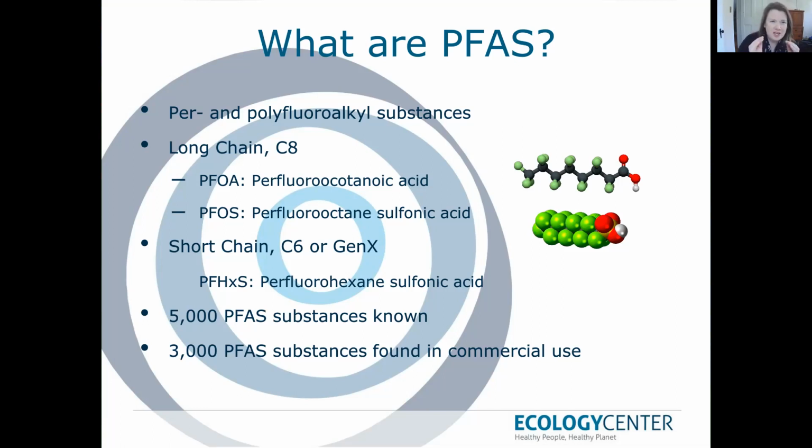These shorter chain chemicals are ones that are a little bit more slippery, if you will. So they move through groundwater and the environment a little bit more quickly than some of the long chain ones. And that is problematic in that we're seeing that they may have similar health impacts, but they also are harder to filter out with water filtration systems and things like that.